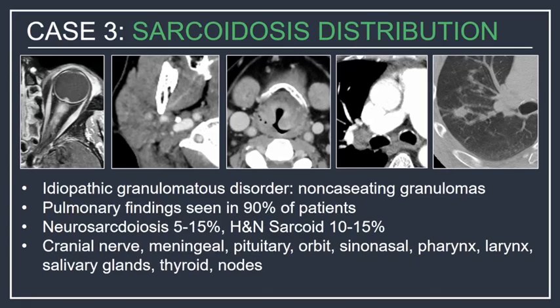When sarcoidosis involves the head and neck, it can occur in any one of these sites. So if you see an atypical or unusual inflammatory mass within any one of these areas, consider sarcoidosis on your differential.